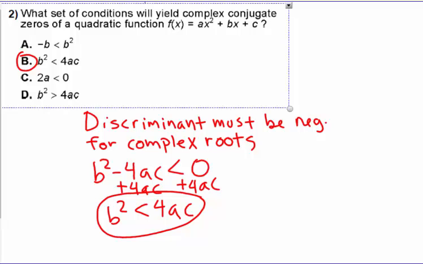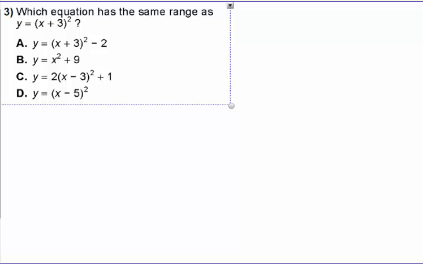So also remember that if there are two real solutions, the discriminant is positive, and if it's one solution or a double root, the discriminant would have to be 0.